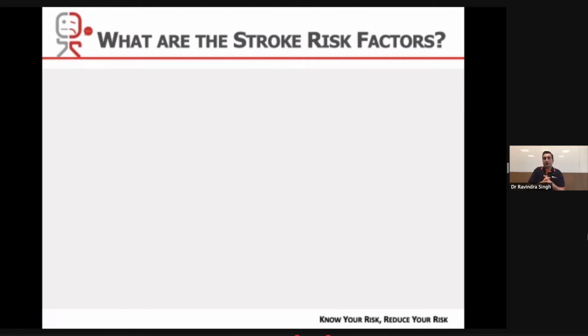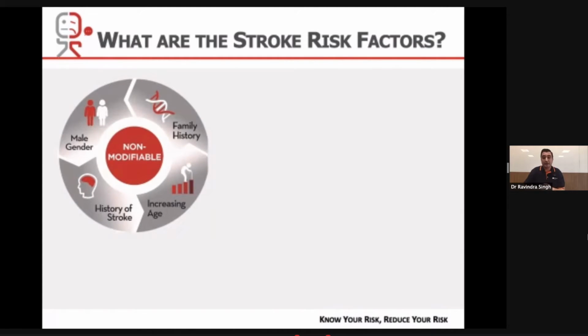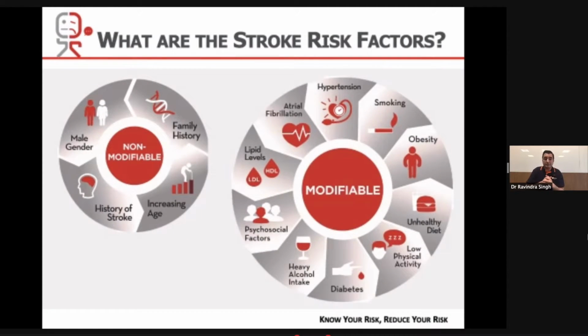Now we'll be discussing the stroke risk factors. So far, we know about the stroke burden. We know what therapies or treatments are available in the hospital. Now, as a patient or as the public, how can we know more about our risk factors and work to control them so that we can prevent stroke? I usually divide stroke risk factors into non-modifiable and modifiable risk factors. Non-modifiable risk factors are male gender, meaning males have more risk of stroke. Family history of stroke is another risk factor. Increasing age and history of stroke are also important non-modifiable risk factors.